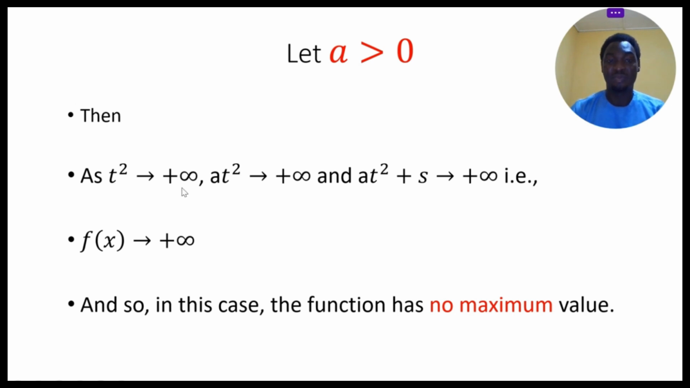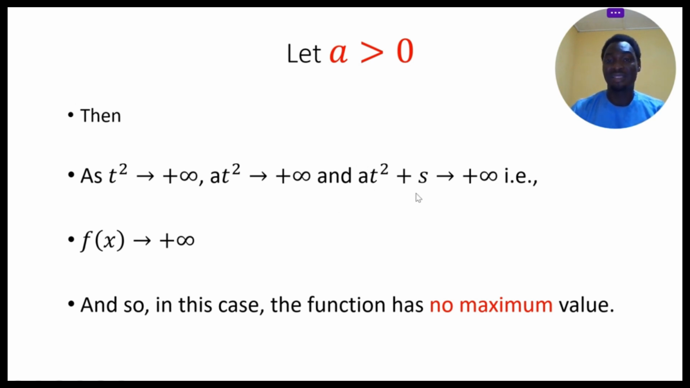Now if a is positive, then as t approaches positive infinity, at squared will approach positive infinity because at squared is a positive multiple of t squared. And as at squared approaches positive infinity, at squared plus s approaches positive infinity. At squared plus s is the addition of a constant to at squared.